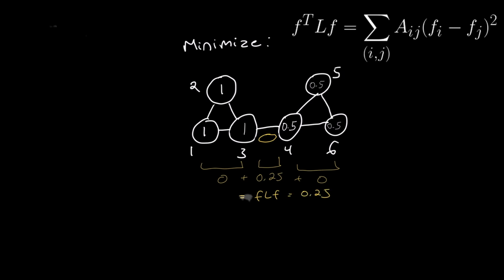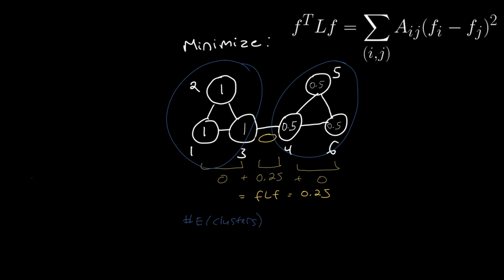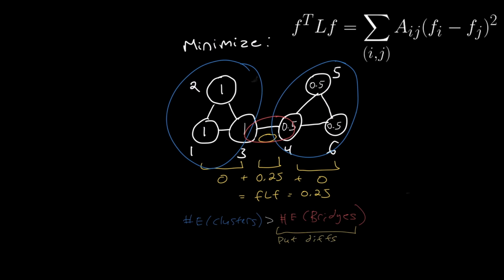Why was this assignment better than the others? Because the clusters have more edges than the bridges. Thus, we want to put the differences in the bridges as much as possible. Why can't we just count the number of edges in bridges?